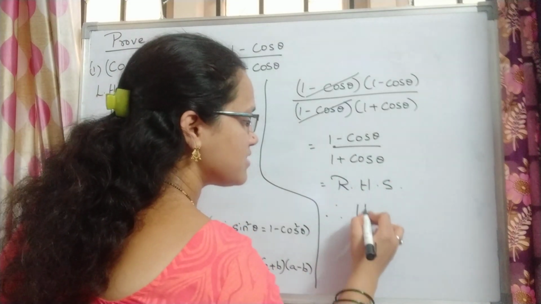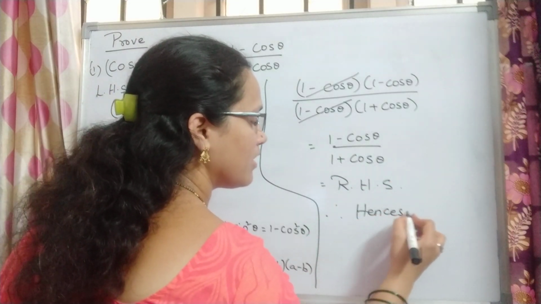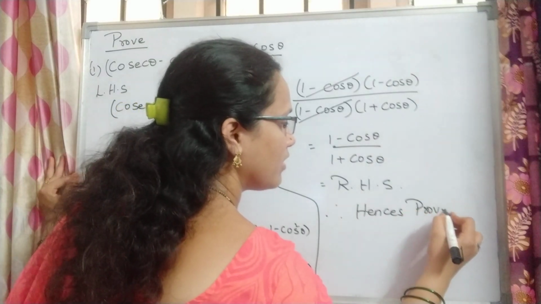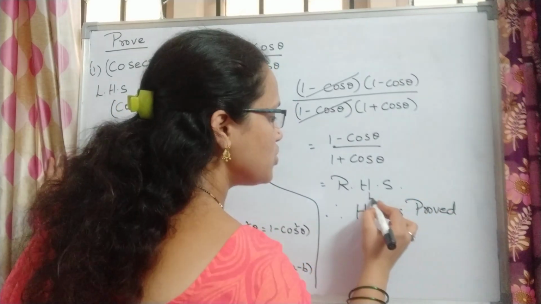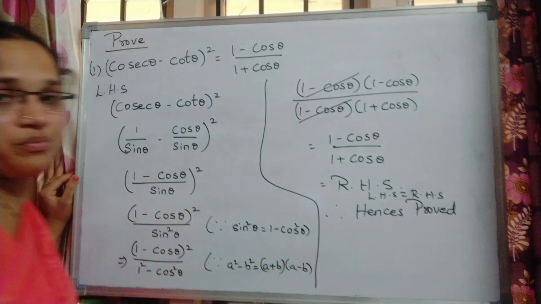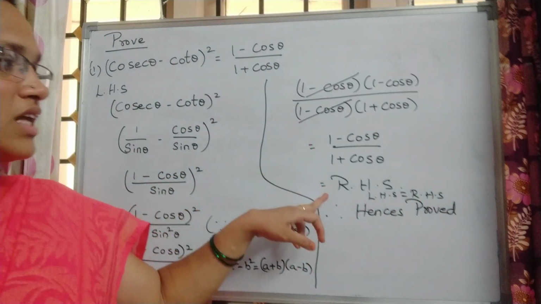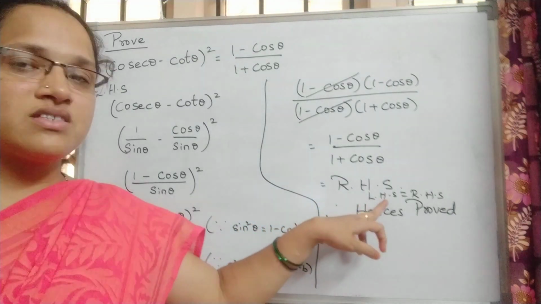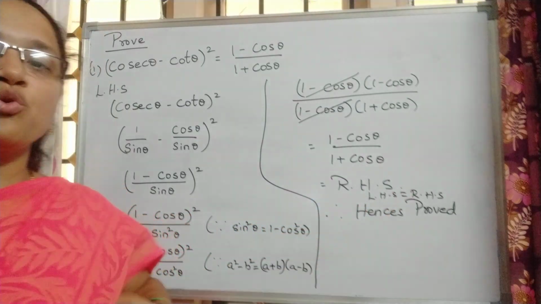So hence proved. What did you prove? LHS is equal to RHS. That is what we have proved there. Yes or no? So this is nothing but RHS. Therefore LHS is equal to RHS, and hence we have proved that.